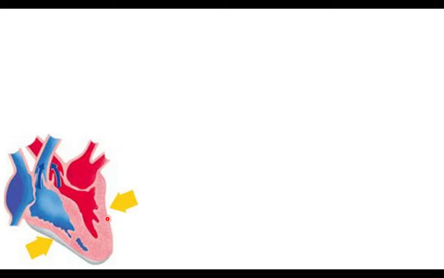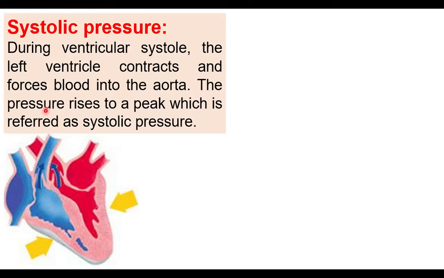What is systolic pressure? It is the blood pressure that occurs at the time of ventricular systole. The ventricles contract and the blood is powerfully pumped out through the aorta and flows through the arteries. The value will be highest. During ventricular systole, the left ventricle contracts and forces the blood into the aorta. The pressure rises to a peak, the highest level, which is referred to as systolic pressure.